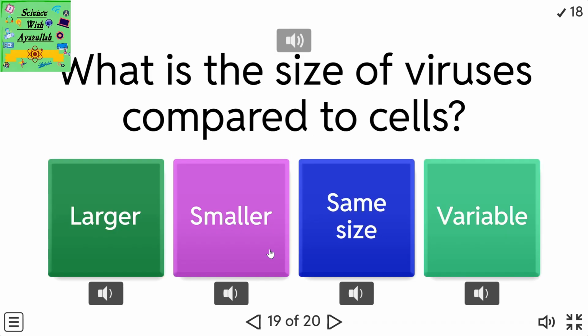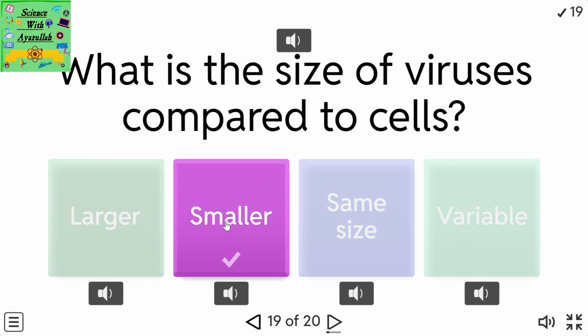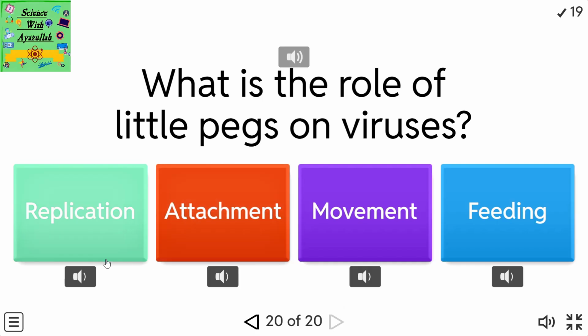What is the size of viruses compared to cells? Larger. Smaller. Same size. Variable. What is the role of little pegs on viruses? Replication. Attachment. Movement. Feeding.